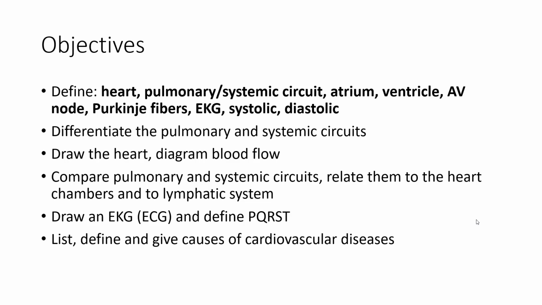Be able to draw the heart. It does not need to be accurate to every vein, but it should be at least a box with 4 chambers. Be able to diagram blood flow from one chamber of the heart to the next. Be able to compare pulmonary and systemic circuits and relate them to the heart chambers and, of course, to the lymphatic system, which we'll cover a little later. That's less important, but still part of this lecture.